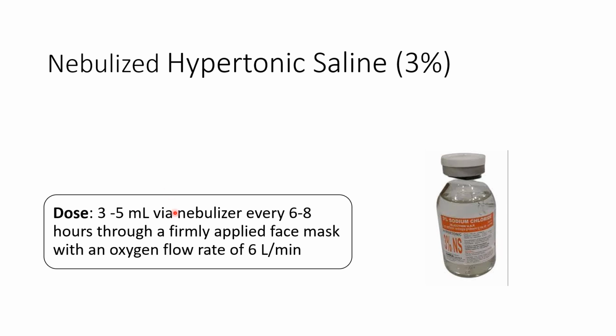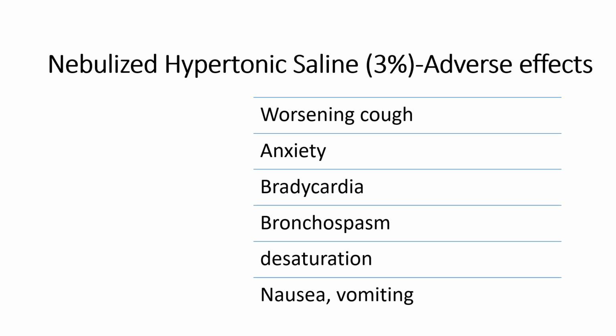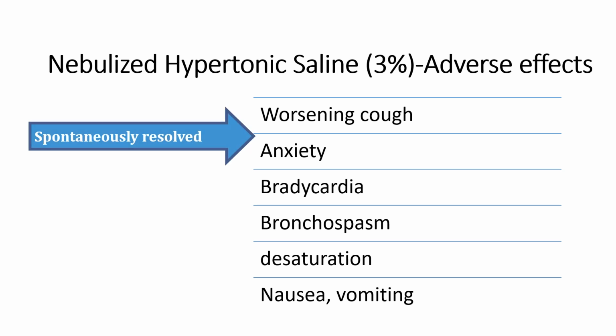What is the dose of hypertonic saline? 3 to 5 ml every 6 to 8 hourly, with the oxygen flow rate of 6 liters per minute, we have to give by nebulization. Most of the time there is no side effect due to nebulized hypertonic saline, but sometimes the patient can have worsening cough and anxiety, which can resolve spontaneously. Bradycardia, bronchospasm, desaturation can also occur very rarely, so we have to stop the nebulization immediately.